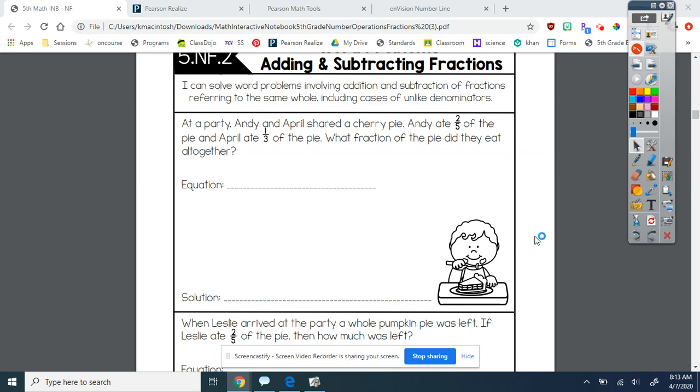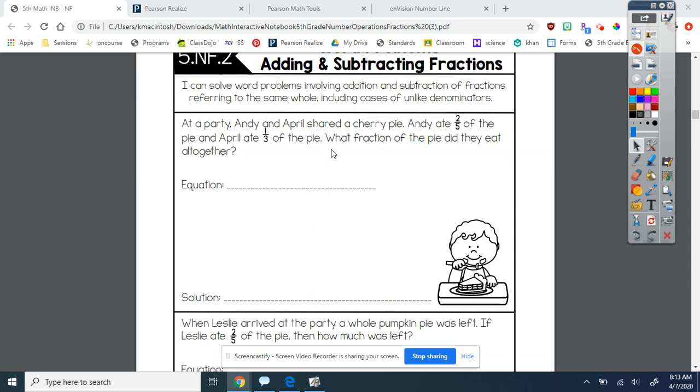So today you're solving word problems now with addition and subtraction of fractions, just like we did yesterday with unlike denominators. We're just taking that extra step into word problems. And it says referring to the same whole. That's going to be important in our second example. So let's take a look.